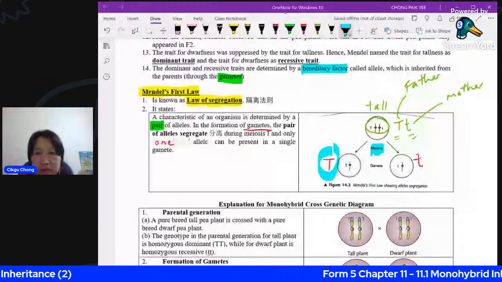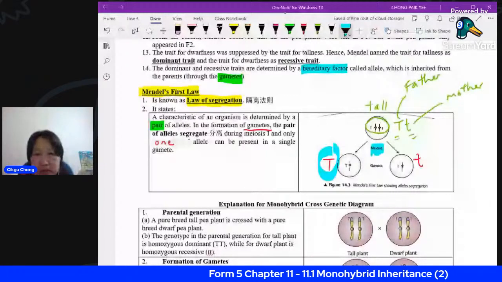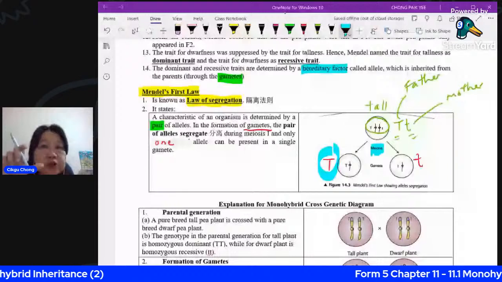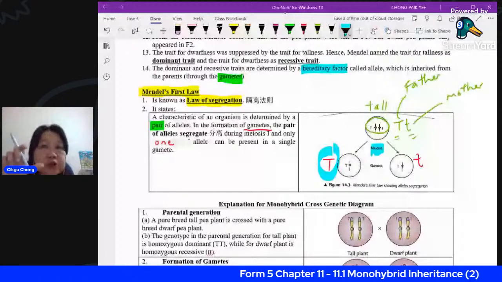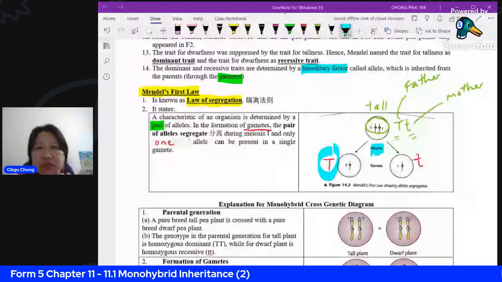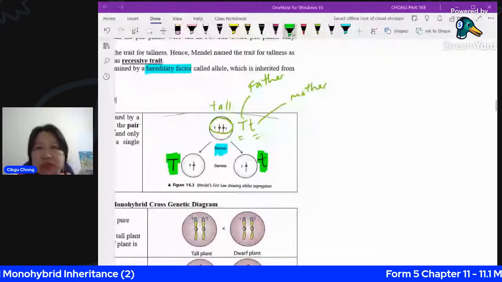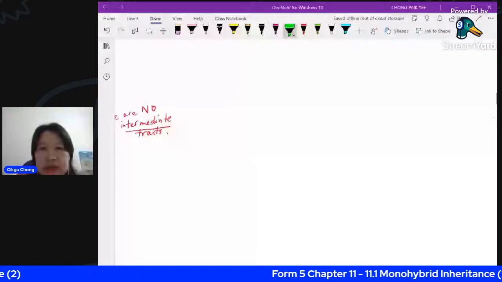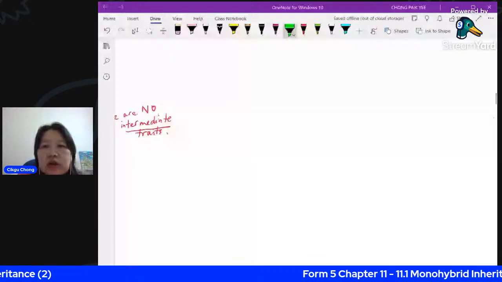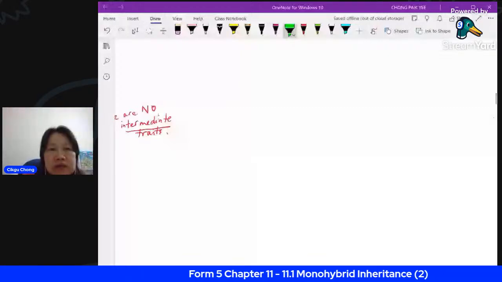By understanding this, now we can go and draw the monohybrid inheritance diagram. Remember, the alleles must separate during meiosis, and in the formation of gametes, one gamete can only carry one allele. It cannot have capital T and small t. Now let's look at how to draw it. First of all, you write your key. Your key is already there. You must state what your symbols represent. Capital T is the dominant allele, and small t is recessive.